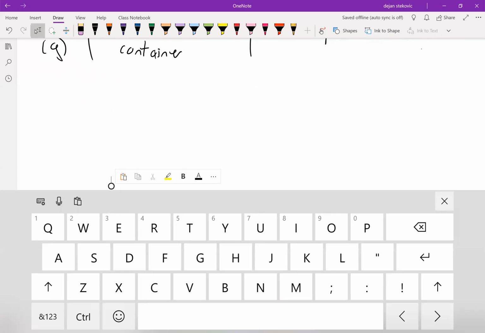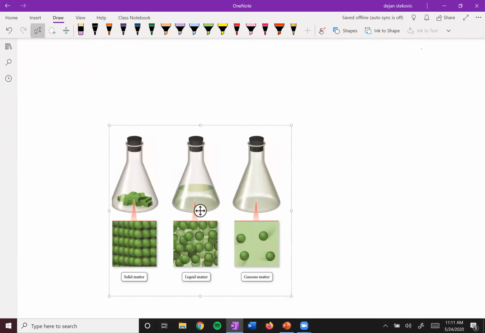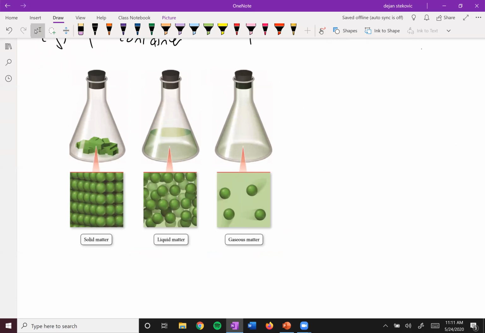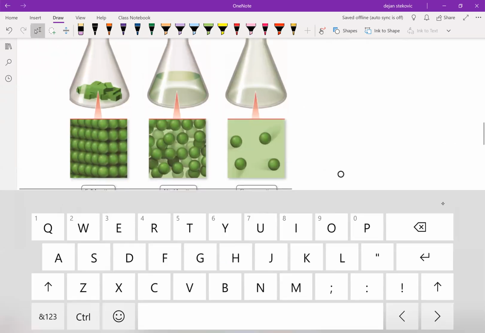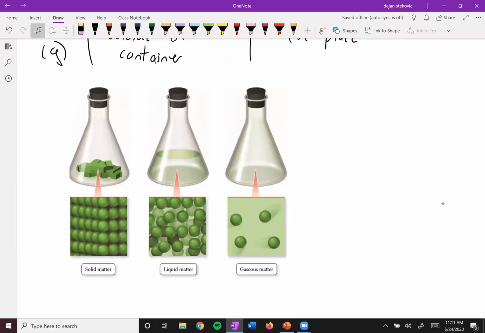So I have another picture for you here. It just demonstrates the same thing that we talked about. On the left here, we have a solid. We put these little squares in here. They don't take the shape or the volume of the container. And these molecules are just vibrating about a fixed position. They cannot move from place to place. They just vibrate in place. Next up, we have a liquid. You can see it's taken the shape of the container, but not the volume. And in this case, these liquid molecules can move around from place to place, switch around with one another.